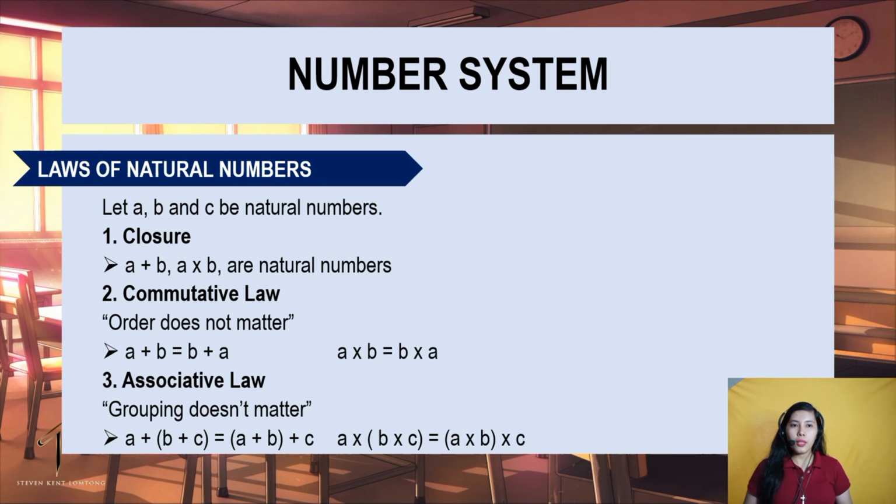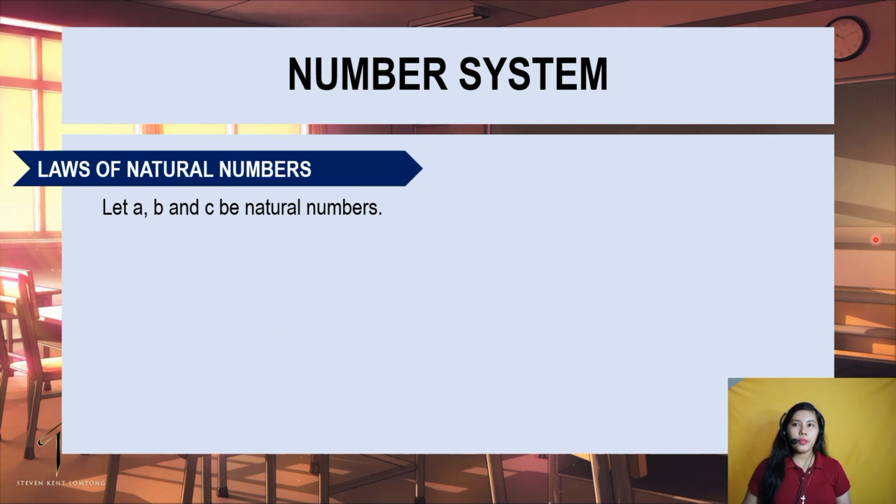For associative law, grouping doesn't matter. A plus quantity B plus C is also equal to quantity A plus B plus C. Kapag multiplication, ganun din: A multiplied by quantity B times C is equal to quantity A times B times C. We also have distributive law. A multiplied by B plus C is equal to AB plus AC. Or if we have A multiplied by B minus C, that's simply equal to AB minus AC.